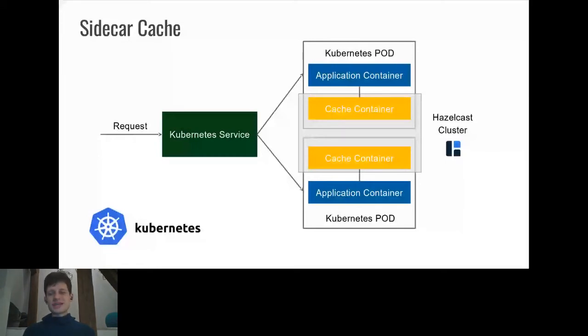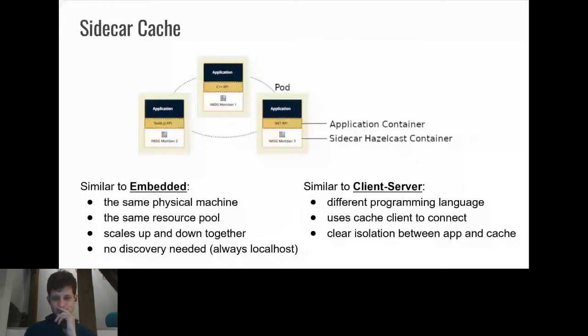So you see, this idea is somehow a little like embedded mode, a little like client-server. It is like embedded because we know that our cache server and our application are running on the same physical machine, because that is guaranteed by Kubernetes: all containers in one pod run on the same physical machine. So if you scale up or scale down, you do it together with your application. And there's no discovery needed.